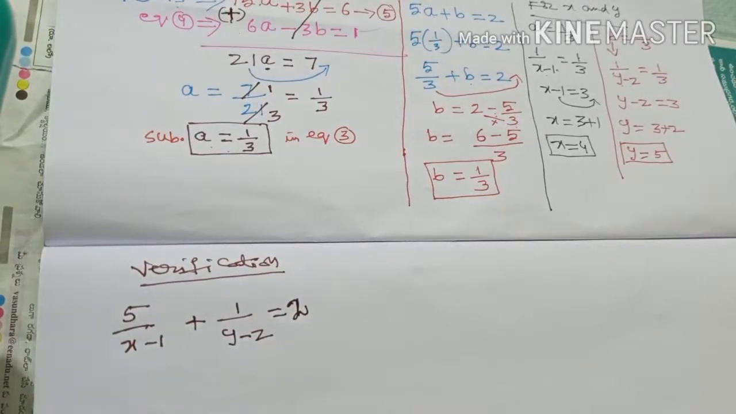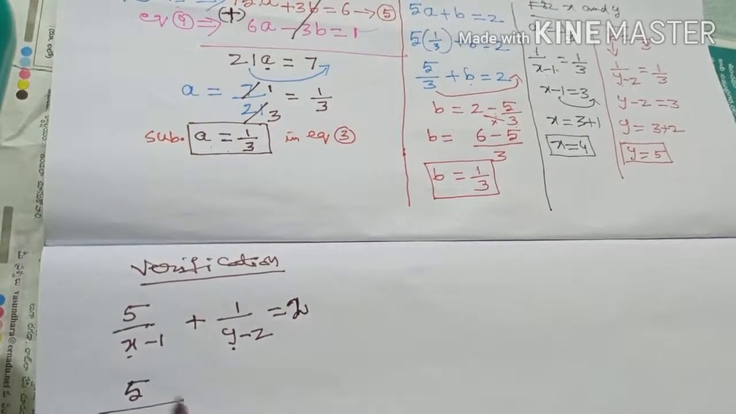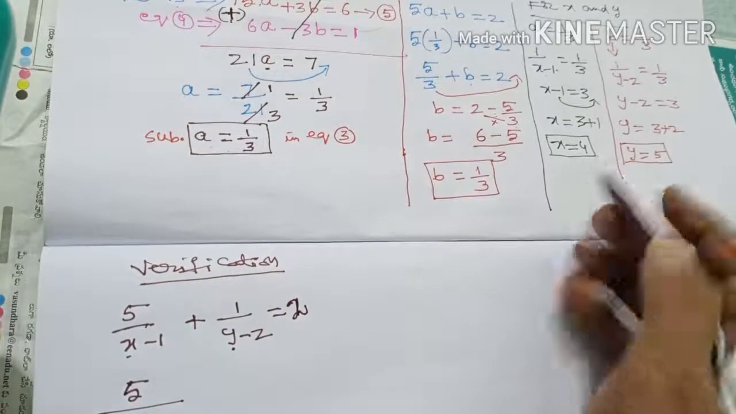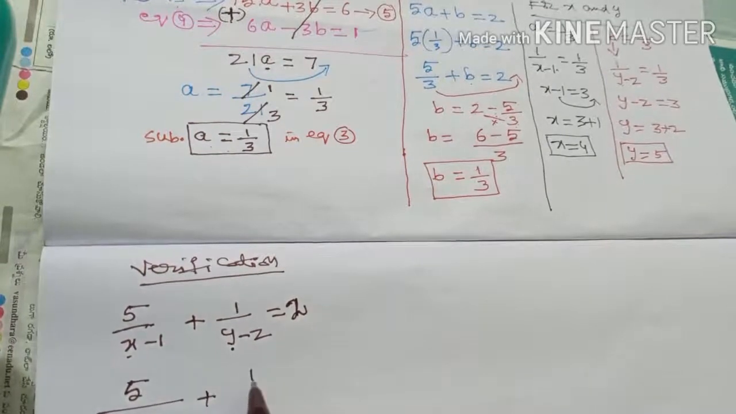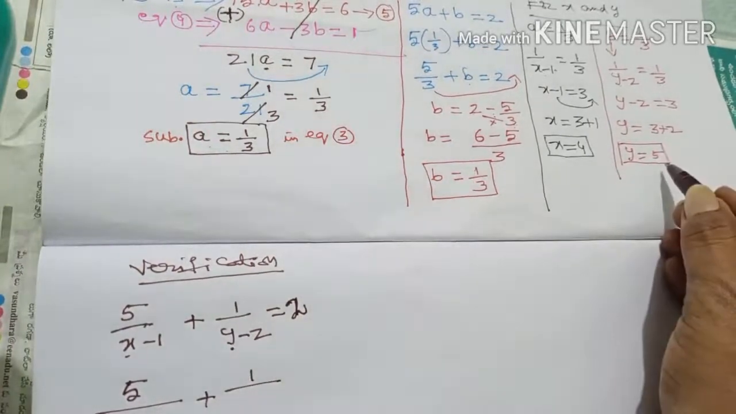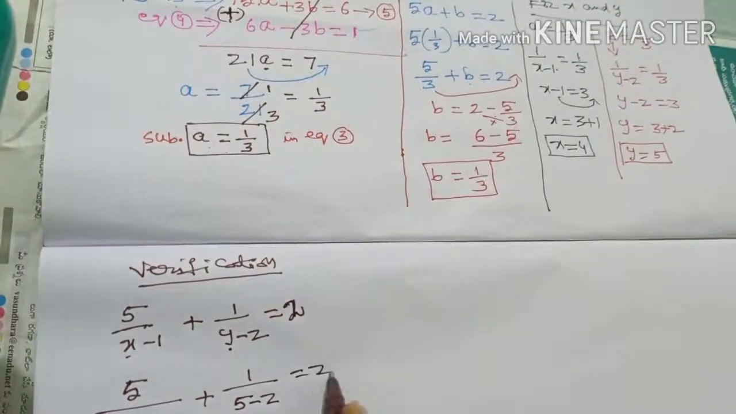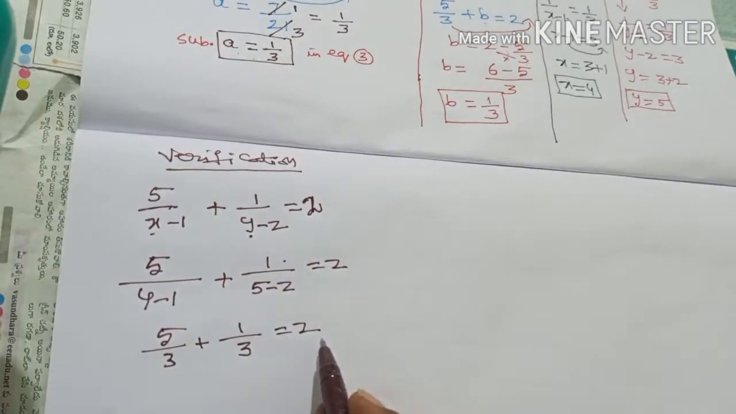Then you have to substitute the value of x and y here. It is nothing but 5 by, here the value of x is 4. See here. Therefore, you write down 4 minus 1 plus 1 by, here y is nothing but 5, that is 5 minus 2 is equal to 2. This is 5 by 3 plus 1 by 3 is equal to 2.